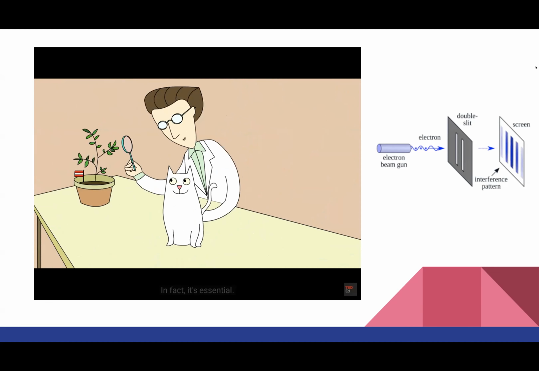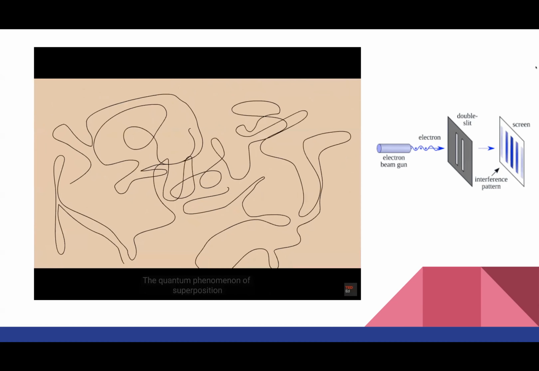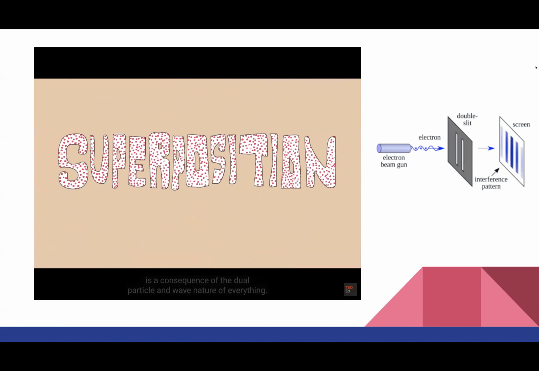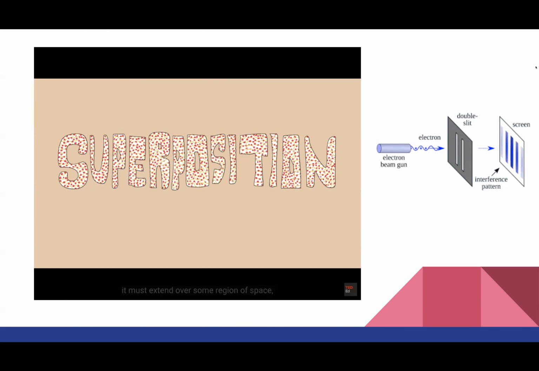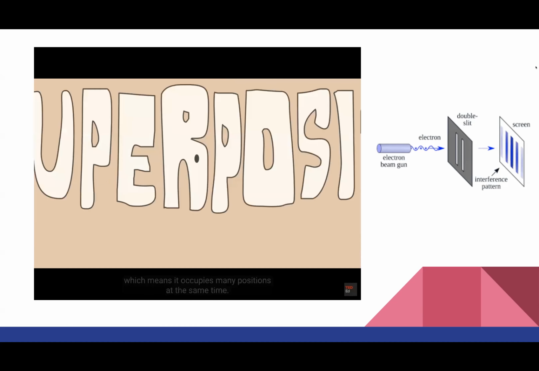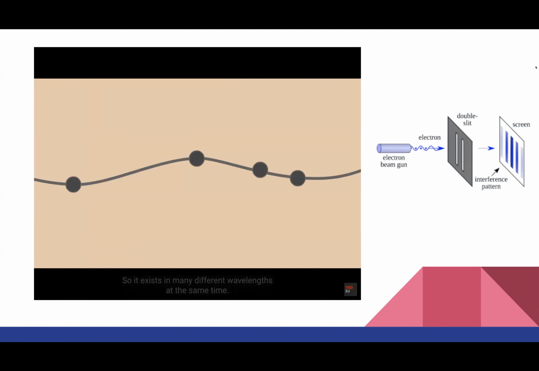In fact, it's essential. If it weren't possible for quantum objects to be in two states at once, the computer you're using to watch this couldn't exist. The quantum phenomenon of superposition is a consequence of the dual particle and wave nature of everything. In order for an object to have a wavelength, it must extend over some region of space, which means it occupies many positions at the same time. The wavelength of an object limited to a small region of space can't be perfectly defined, though, so it exists in many different wavelengths at the same time.